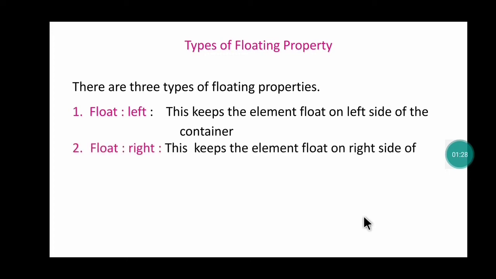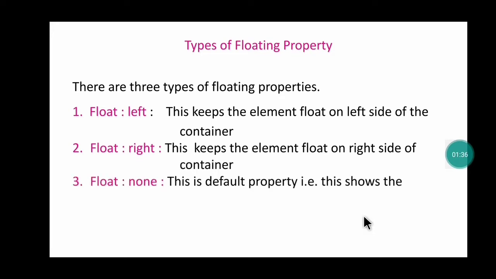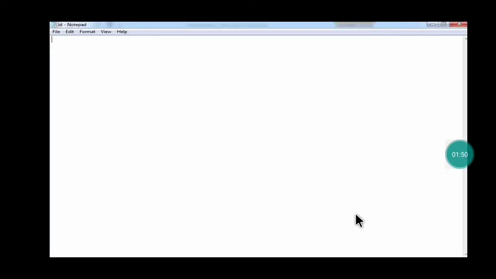Second one is float right. It makes the element float on the right side of the container or the web page. Float none. This is the default property. This shows the element as it is on the web page. It's not going to float any image or the container to the left or right side.